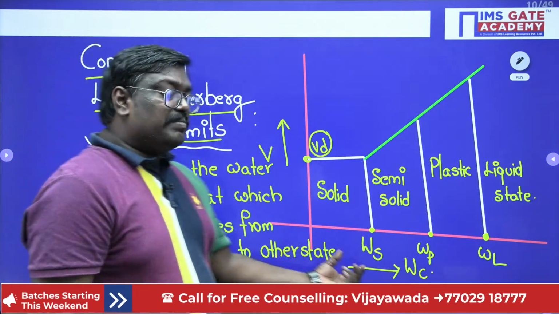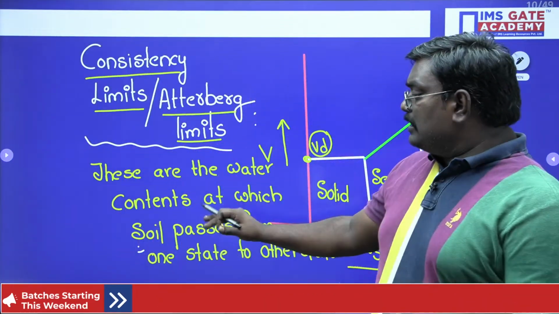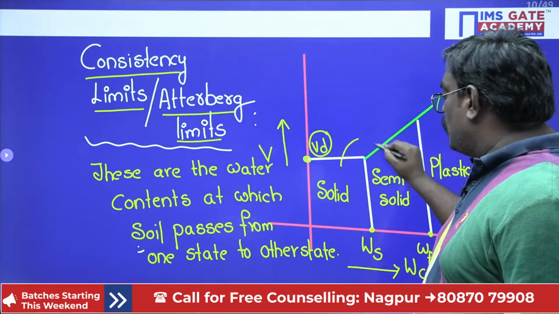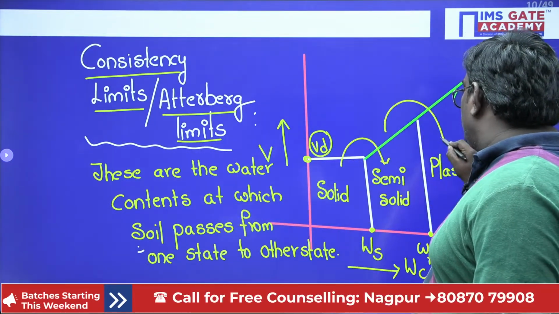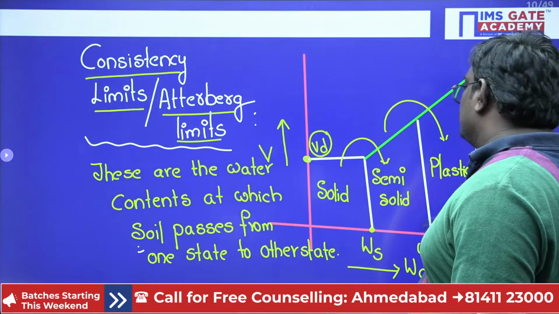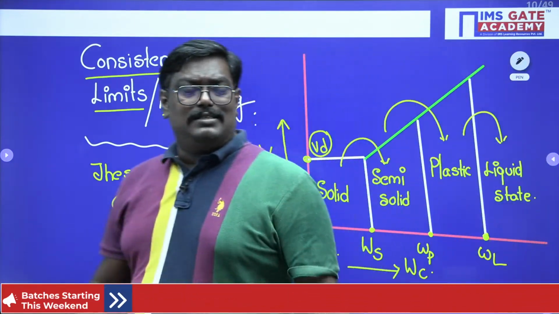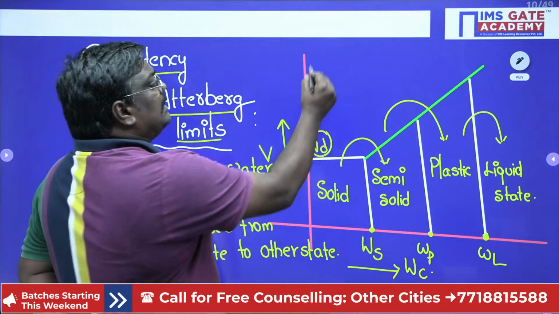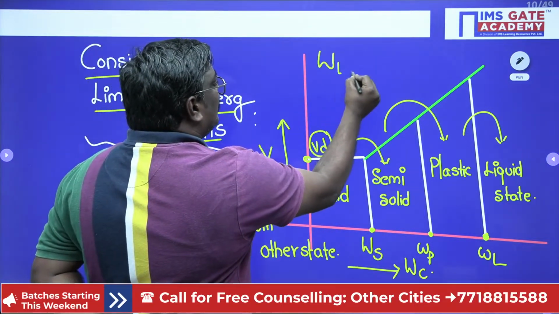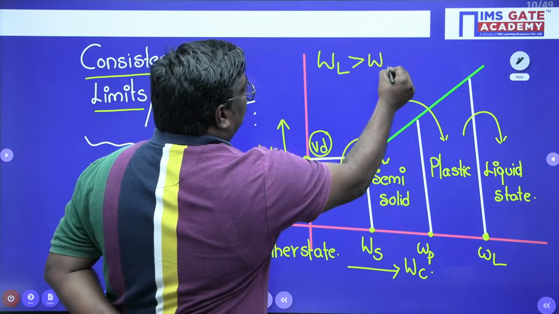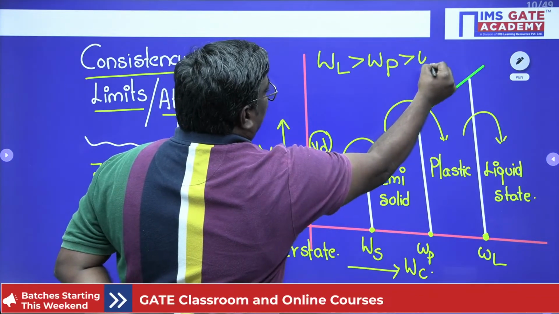First of all, from the graph, these are the water contents at which soil passes from solid to semi-solid, or semi-solid to plastic, or plastic to liquid state. Here, my dear students, from the graph, it is evident that liquid limit is greater than plastic limit, which is greater than shrinkage limit. Yes or no?